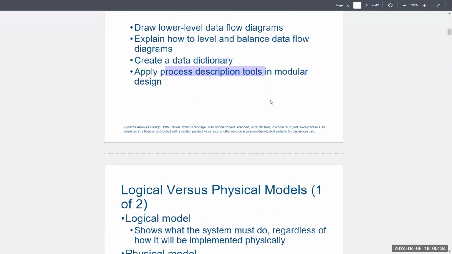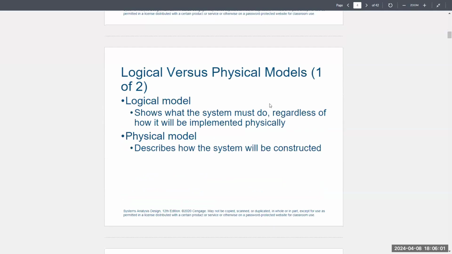Process description tools. So as you can imagine, every system is nothing but a representation of a lot of business processes followed by the team that we're trying to build the system for. So what are the different tools we're going to use to describe the different processes and try to come up with some kind of a modular design that is easy to understand and also implement, right?